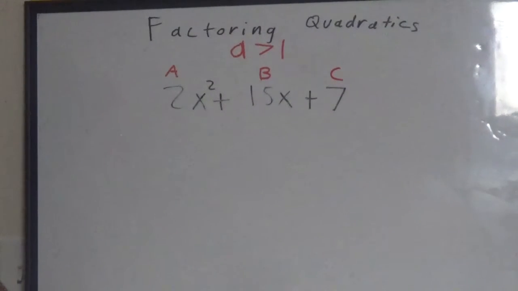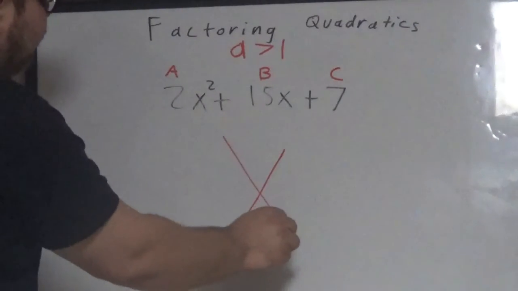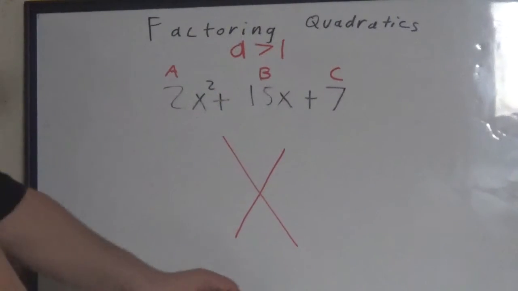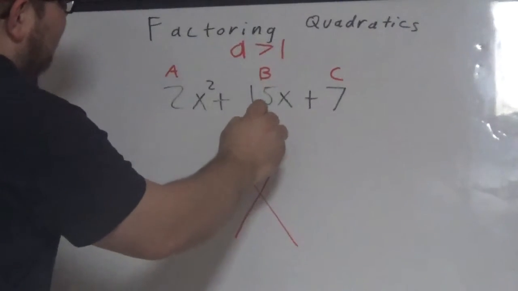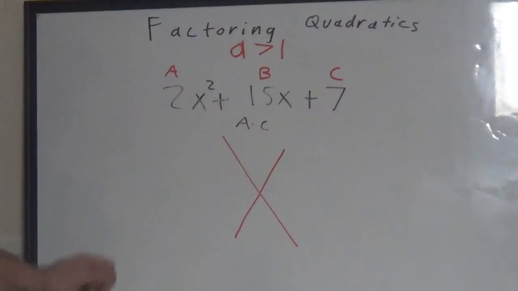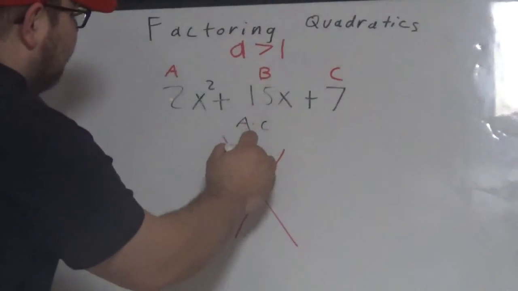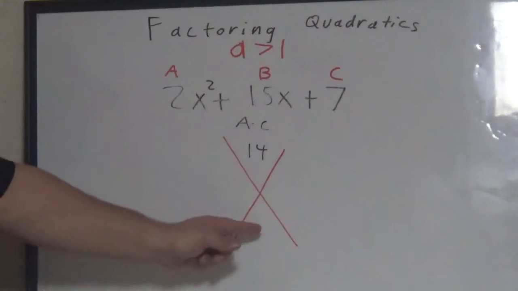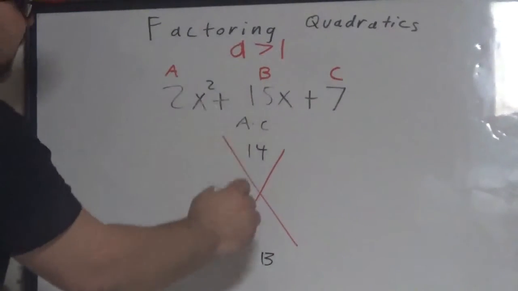Once we have a, b, and c labeled, we're going to make an x. And with the x, we're going to start by putting a times c up top. So we have 2 times 7, which is 14, and that goes up top. In the bottom, we're going to put the b value, which is 15.